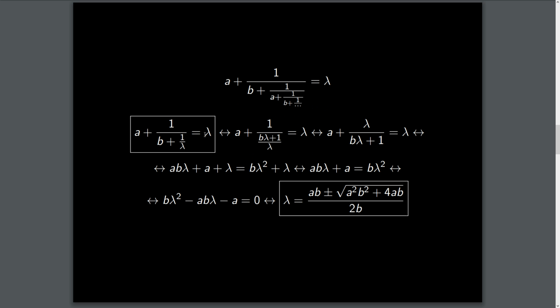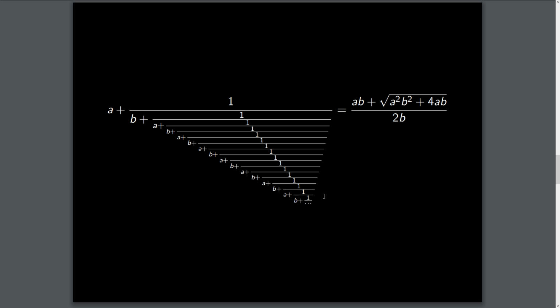Now, if we are manipulating this expression and simplifying it, it's blatantly obvious that it's going to lead us to a quadratic equation in lambda. Now, if we solve this quadratic equation, we obtain these two roots. Now, we're going to just dismiss the negative root for obvious reasons. Therefore, this periodic continued fraction is, if it converges, a times b plus the square root of a squared b squared plus 4 times a times b, divided by 2b.